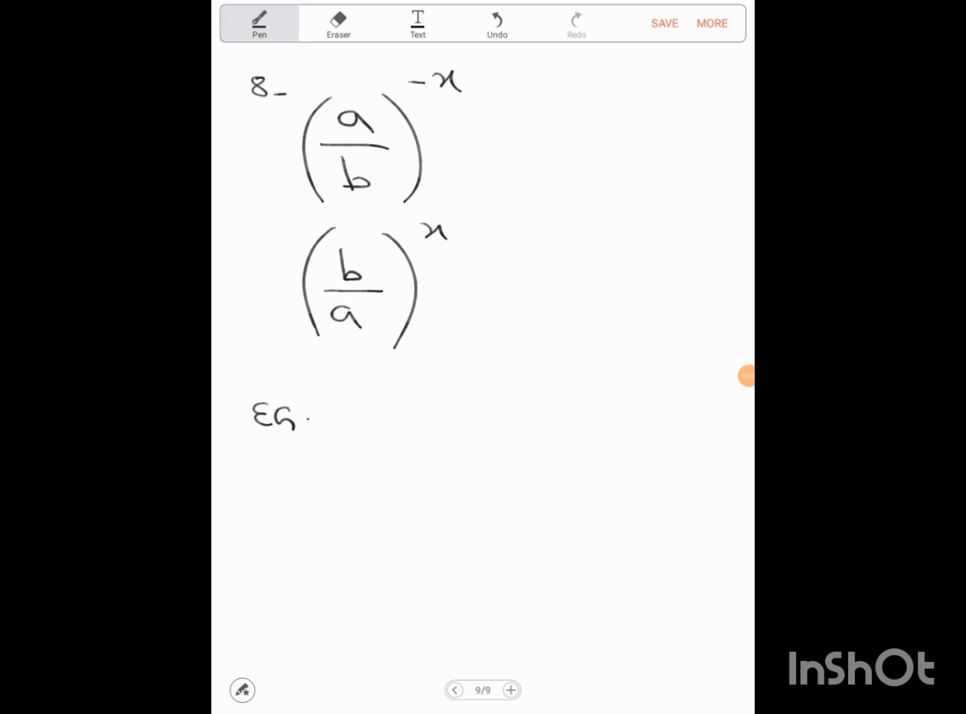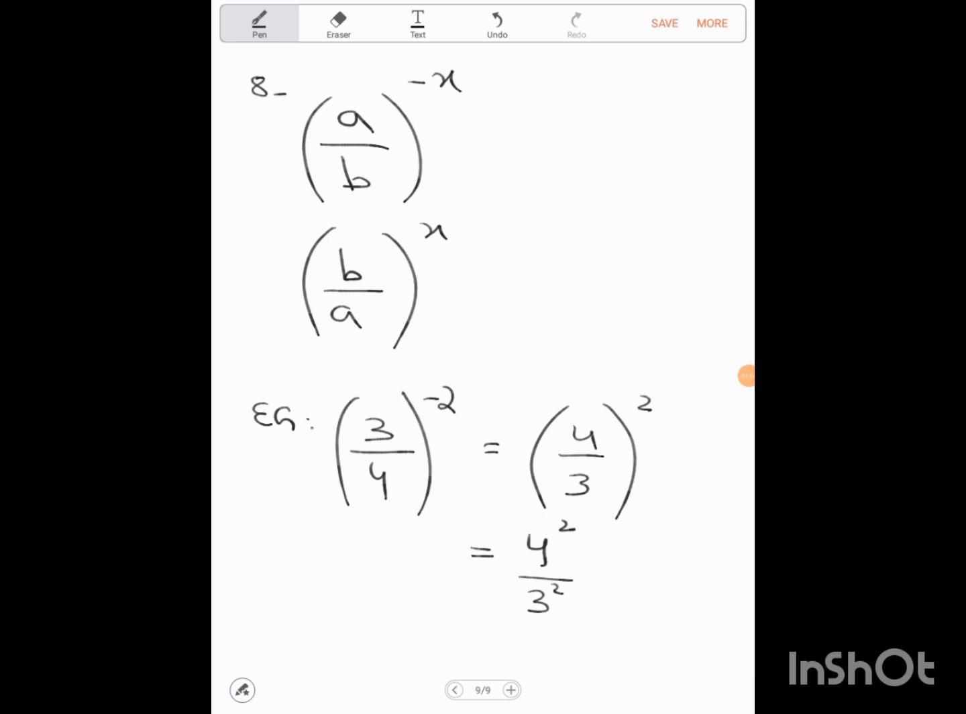So let's check out an example. If I give you (3 upon 4) to the power negative 2, you will reverse this inside fraction and it's going to be 4 over 3. The square is going to turn positive. Now this square is on this whole fraction, it's not only on 4. So if you open up the bracket, it's going to be like this. So 4 square is 16 and 3 square is 9. So this is the final answer for this law.